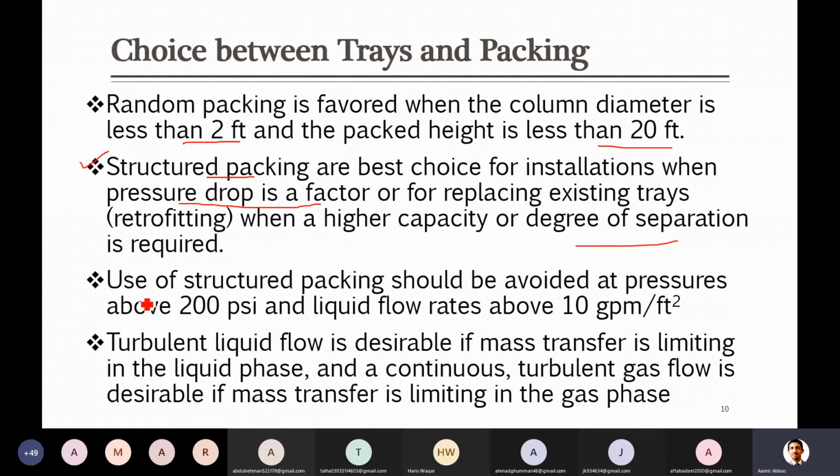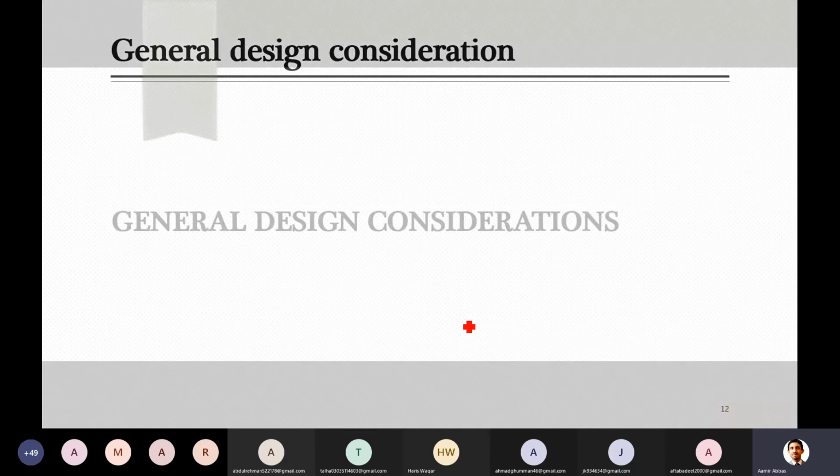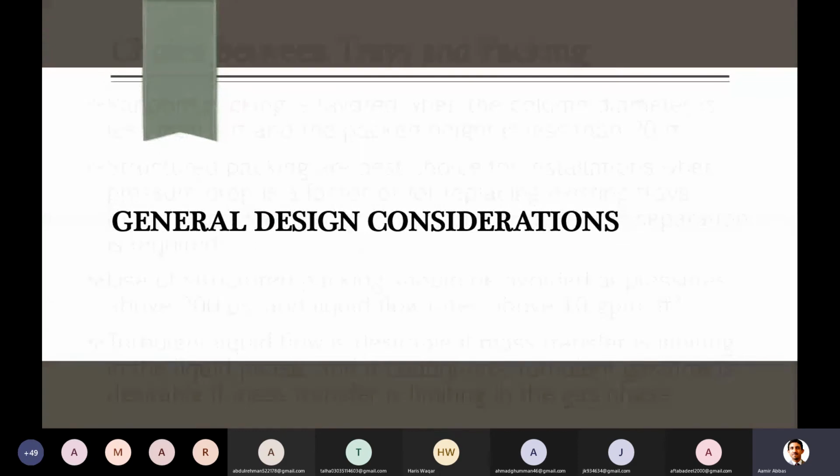So turbulent liquid flow is desirable if mass transfer is limiting in the liquid phase. It means that for mass transfer, you need better contact. If something is going in a streamline, there is not much contact between the two species, so definitely not much mass transfer takes place. So liquid and vapor should have sufficient turbulence so that their contact can be increased and you can get better mass transfer. So that's it up to here.